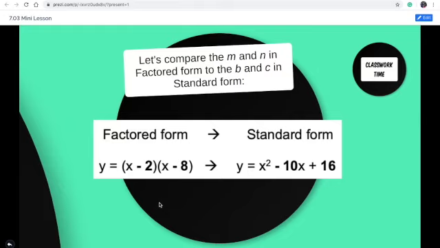Let's take a closer look at the m and n and the b and c. Our m is negative 2, our n is negative 8, our b is negative 10, and our c is positive 16. So I notice that negative 2 plus negative 8 equals negative 10, and negative 2 times negative 8 is positive 16. When you complete today's classwork, I want you to see if you notice the same thing between the m and n and the b and c.